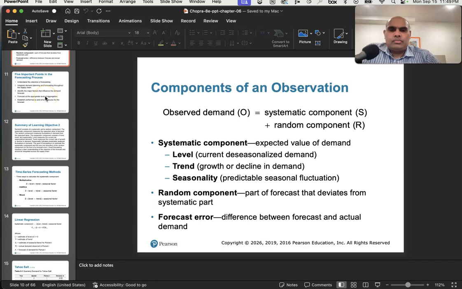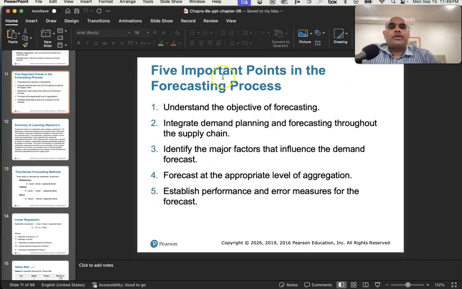Okay. Now, right. So the 5 important points in the forecasting process. One is you have to understand the objective for forecasting. What is it that you're forecasting and why you're forecasting that? And then you have to integrate demand planning and forecasting throughout your supply chain. And this is something that companies have been doing more and more often now, because it is much easier to capture data and much easier to analyze data these days than before.